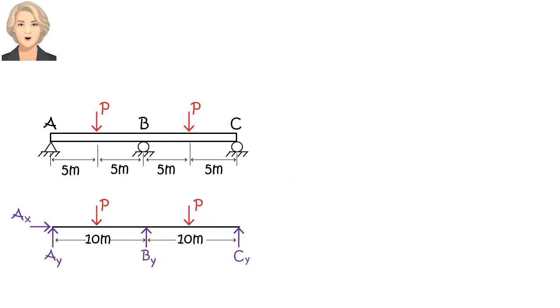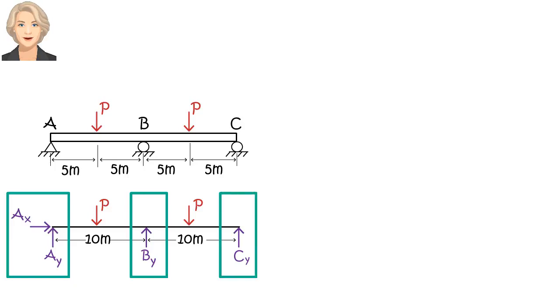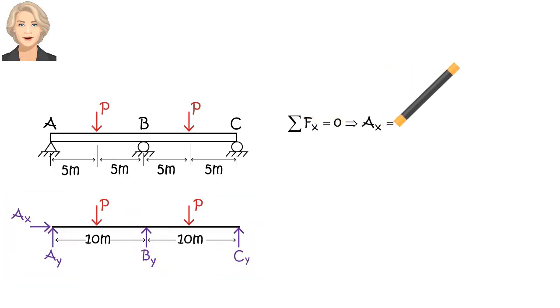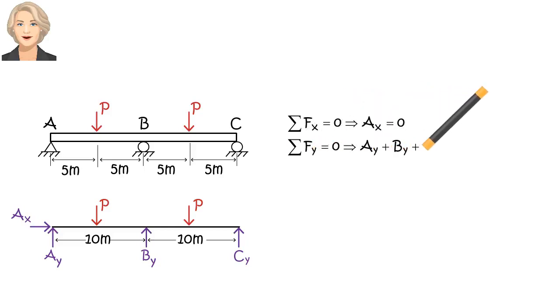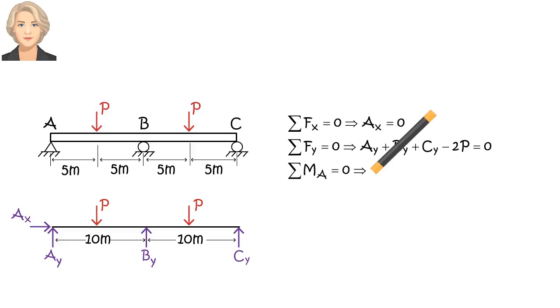Note that the diagram shows four unknown reaction forces, two forces at the pin support and one force at each roller support. The equilibrium equations are AX equals 0, AY plus BY plus CY minus 2 times P equals 0, 5 times P plus 15 times P minus 20 times CY minus 10 times BY equals 0.